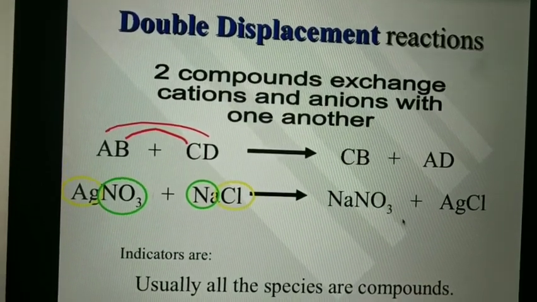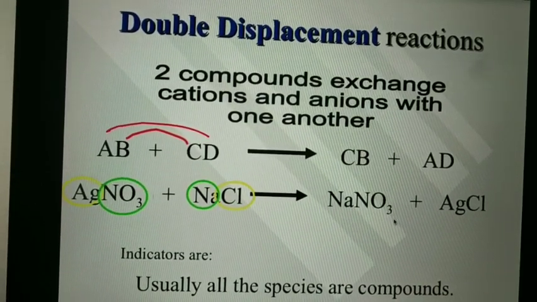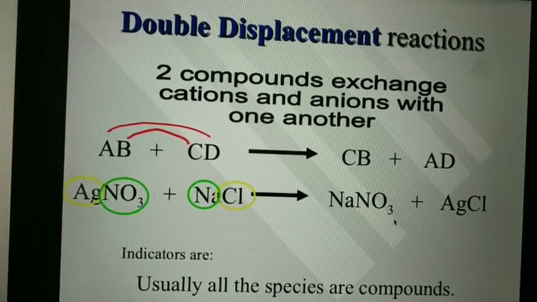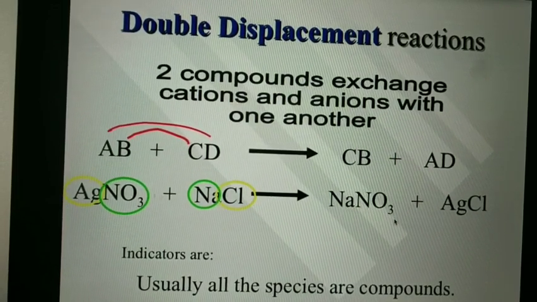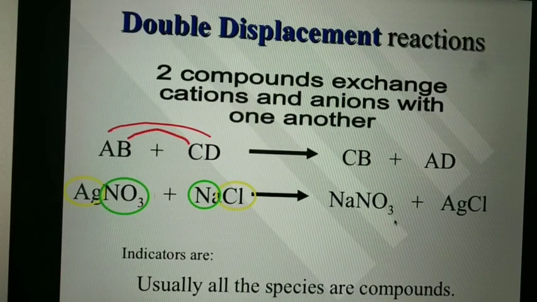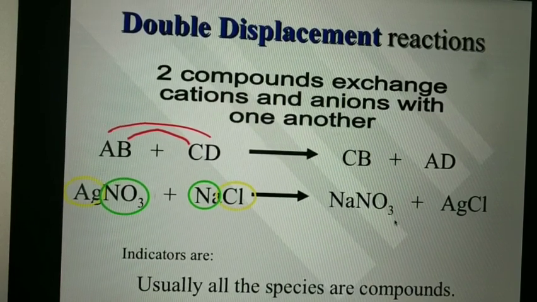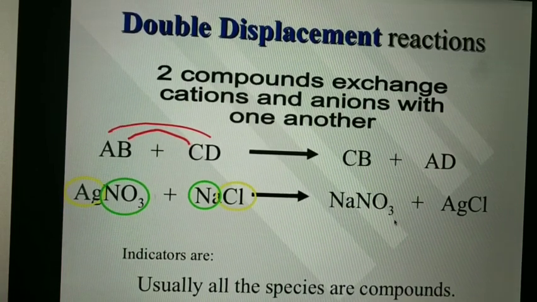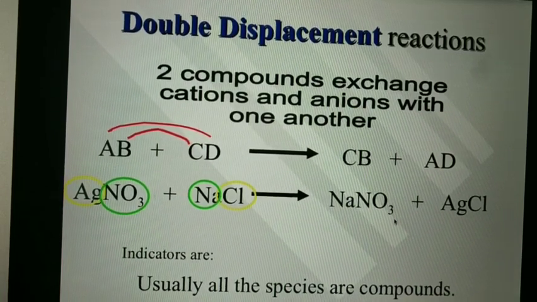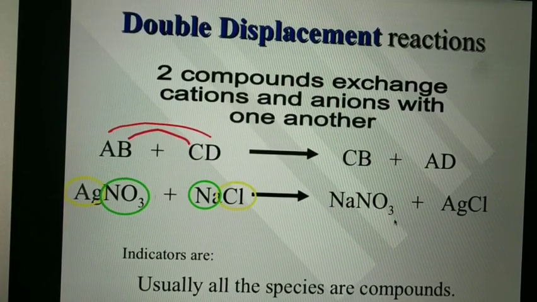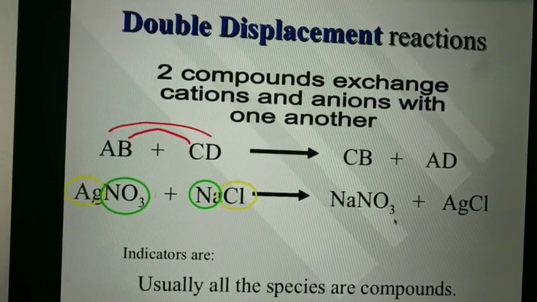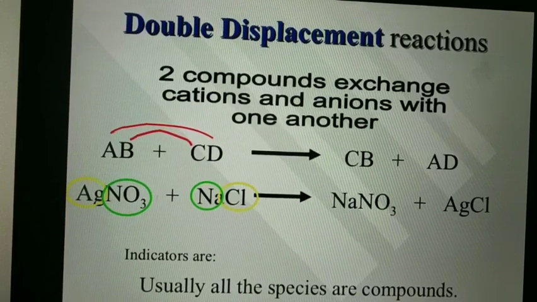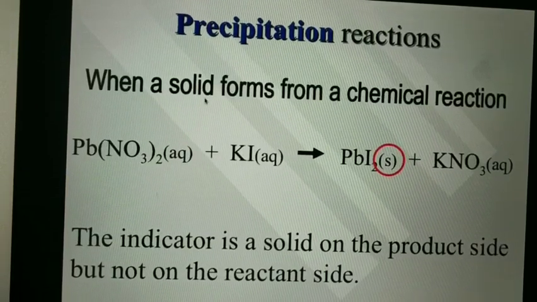So in results we can say that from these experiments we find that magnesium, zinc, iron can displace copper. Why? Because all the three metals are more reactive. That is why these metals can easily displace copper from copper sulfate solution and the blue color fades away. So this is all about the activity. Now the next reaction is precipitation reaction.